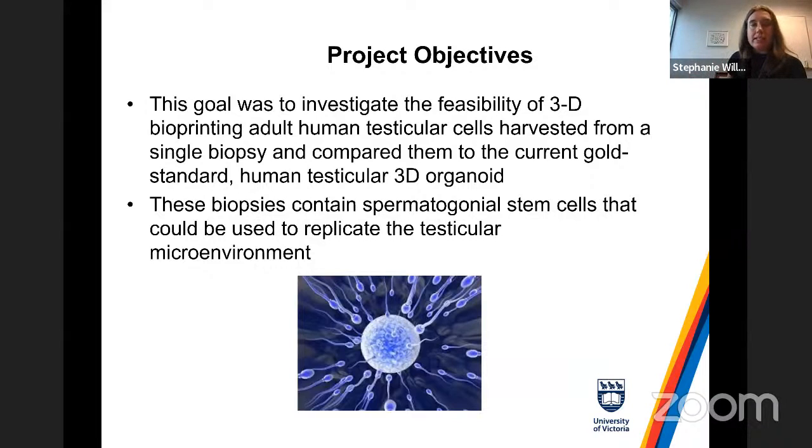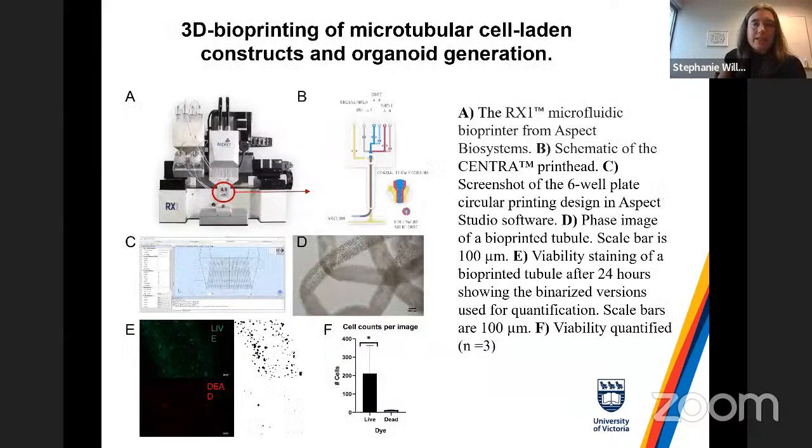So in this case, he did a patient biopsy from one of his patients, and then did a comparison with how they make these 3D testicular organoids, which fits very well with the theme of today's session. The interesting thing is, while these patients can't produce mature sperm, they do have these sperm stem cells. And so the idea is, can we use these sperm stem cells to recreate the microenvironment to potentially create some organoids that would generate functional sperm? This was done by Megan Robinson, who previously worked for me and is now his current lab manager. And she used the Aspect bioprinter as well.